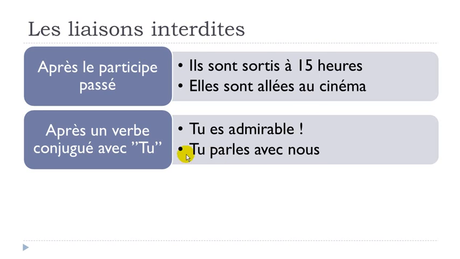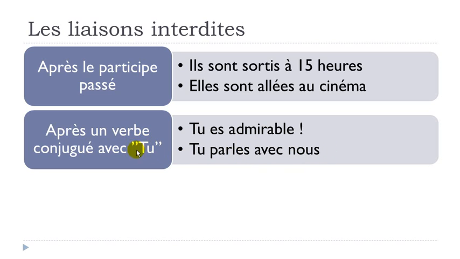So in that case, if you look at the sentence, you've got first your subject, tu, and then here you get est, and this is the verb être, second person of the singular, so tu es admirable. All right, and in that case, don't make the liaison. Tu es admirable, and it will be exactly the same thing here. Tu parles avec nous, so no liaison here between parle and avec. Tu parles avec nous.